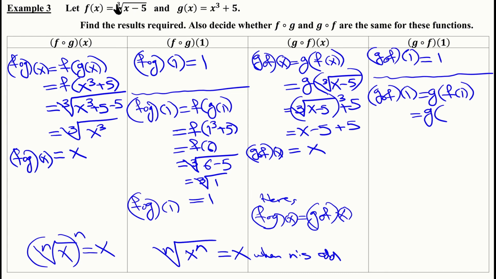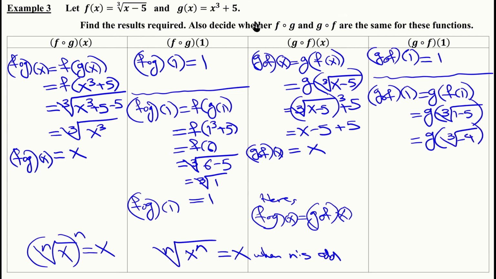Notice that's going to be the cube root of 1 minus 5. So we get the cube root of 1 minus 5. Now we need to apply the action of g to this outcome. But let's go ahead and simplify that a little bit more. So that's g of the cube root of -4.